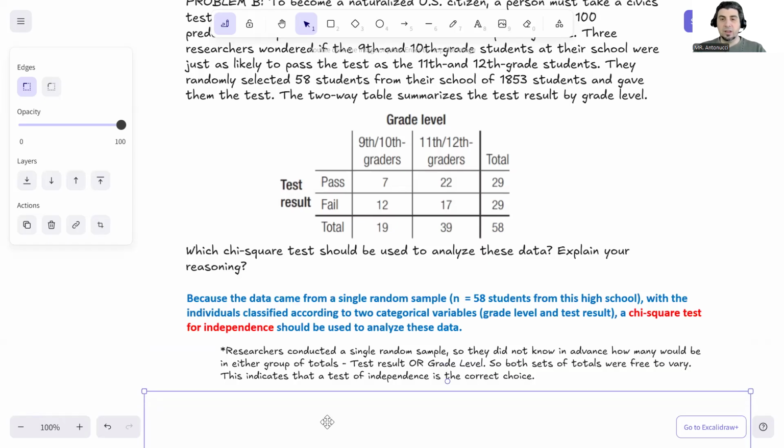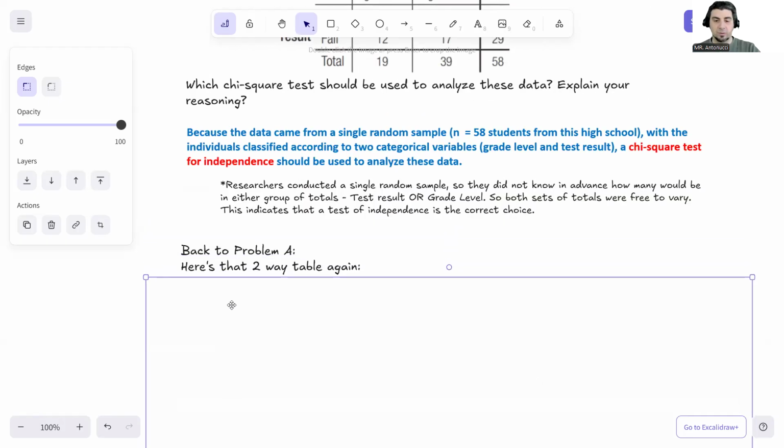Also, if you think about how they conducted the single random sample, they didn't know in advance how many would be ninth and 10th graders or 11th and 12th graders. Also, they didn't know if they would pass or fail the test. So both sets of totals were free to vary before they got the information. So this indicates that a test for independence is the correct choice.